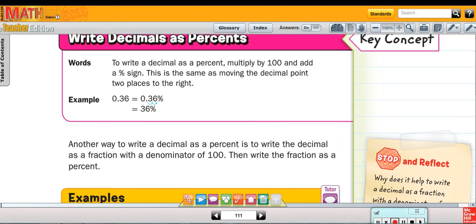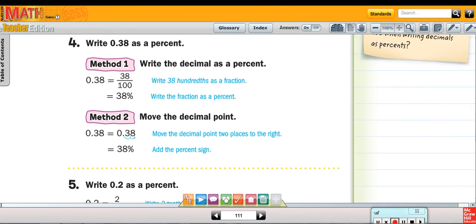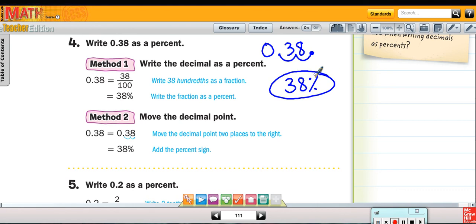Okay. Let's take a look then at example 4. I have 38 hundredths, and they want me to change that to a percent. So I have 38 hundredths. To change to a percent, I'm going to multiply by 100, which means moving my decimal 2 places to the right. It appears I'm getting larger, which gives me 38 percent. That would be the equivalent value for 38 hundredths.